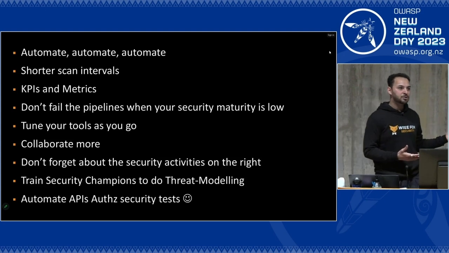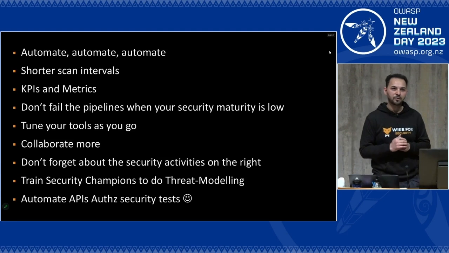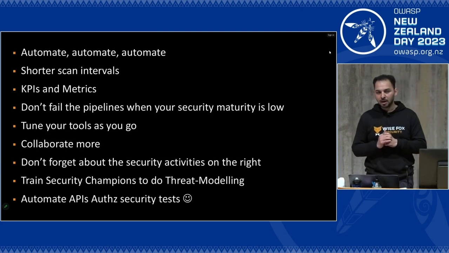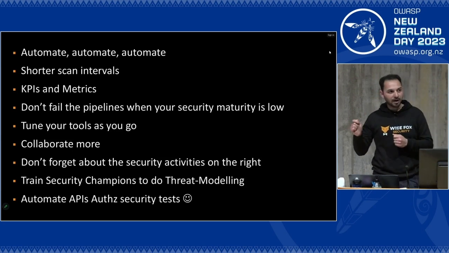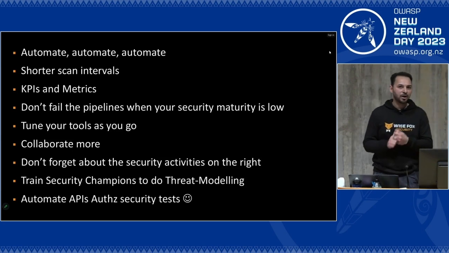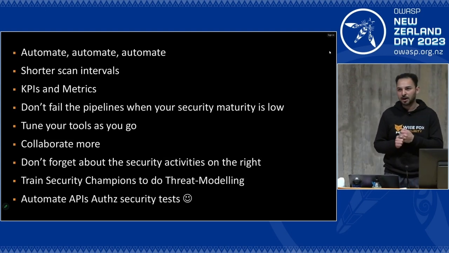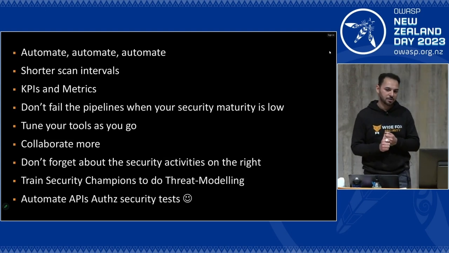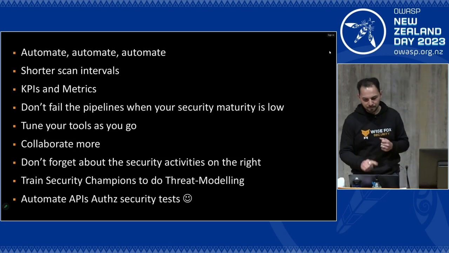Train your security champions to do threat modeling. That's going to go a long, long way, and you will see the fruits of it if you can train them properly. And when you're writing your security tests, write tests for API authorization issues. And I can tell you, if you can do that well, the number of API vulnerabilities that you would detect as part of your DevSecOps journey would be huge. And that's going to significantly improve your security posture.